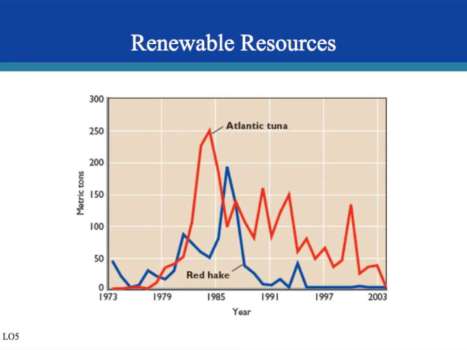Both Atlantic tuna and red hake are victims of overfishing. And so you can see how they peaked. Atlantic tuna in the early 80s, and red hake in the mid 80s, and then after that they collapse, especially red hake. They catch maybe 1 ton a year, usually less, of red hake now.